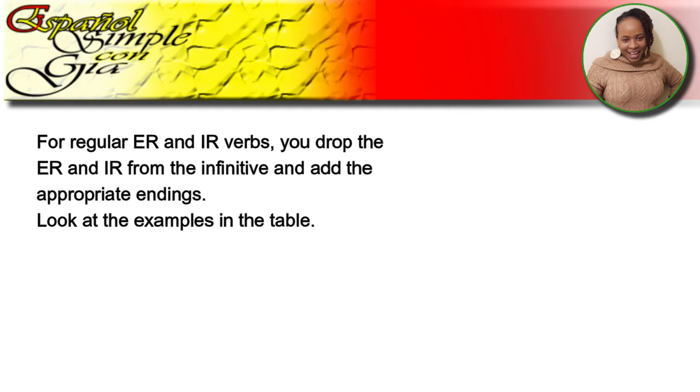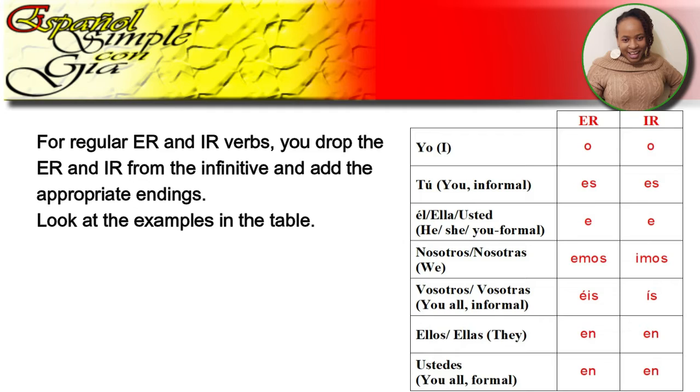For regular ER and IR verbs, you drop the ER and the IR from the infinitive and add the appropriate endings. Look at the examples in the table. For yo, with the ER verb, you add O, and you also add O for an IR verb. Tú, for ER you add ES, for IR you also add ES. For él, ella, and usted, if it's an ER verb, you add the letter E, and if it's an IR verb, you also add the letter E.